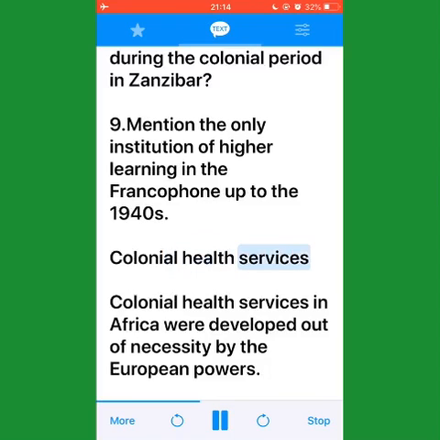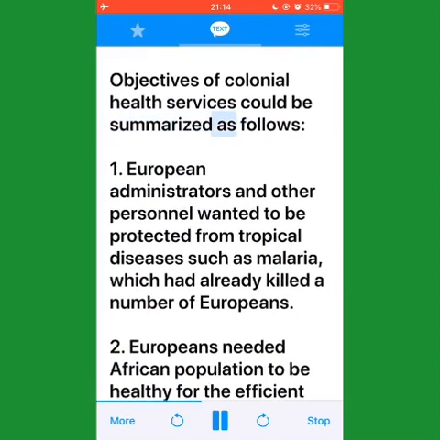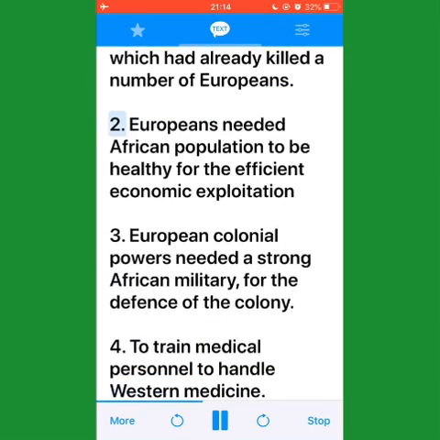Colonial health services. Colonial health services in Africa were developed out of necessity by the European powers. Objectives of colonial health services. Objectives of colonial health services could be summarized as follows. 1. European administrators and other personnel wanted to be protected from tropical diseases such as malaria, which had already killed a number of Europeans.